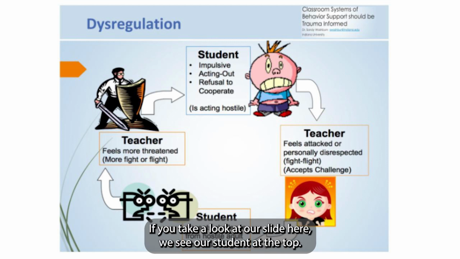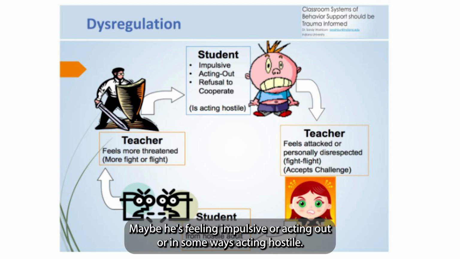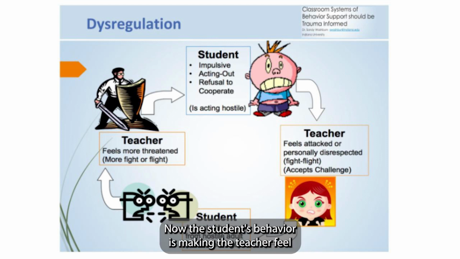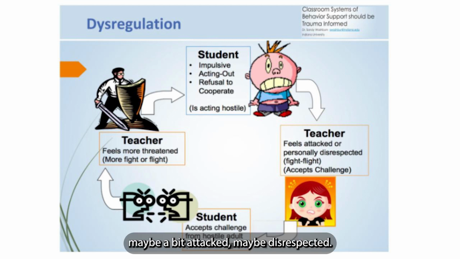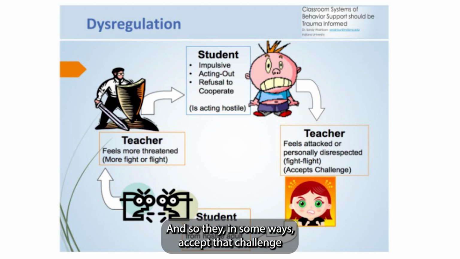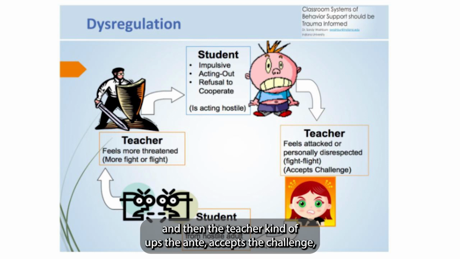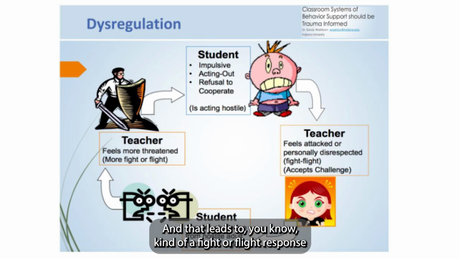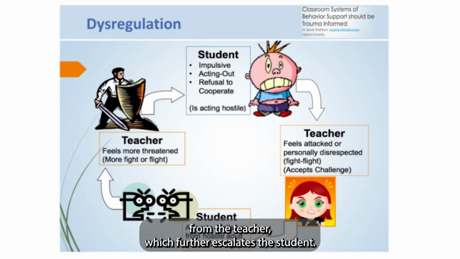of escalation. If you take a look at our slide here, we see our student at the top. Maybe he's feeling impulsive or acting out, or in some ways acting hostile. That affects the teacher. As we go around this cycle here, now the student's behavior is making the teacher feel maybe a bit attacked, maybe disrespected, and so they in some ways accept that challenge, and then the teacher kind of ups the ante, and now they're increasing their hostility, and that leads to a kind of fight or flight response from the teacher, which further escalates the student.